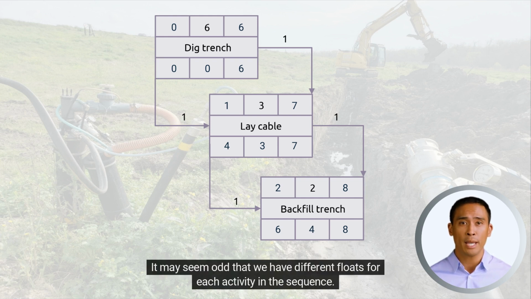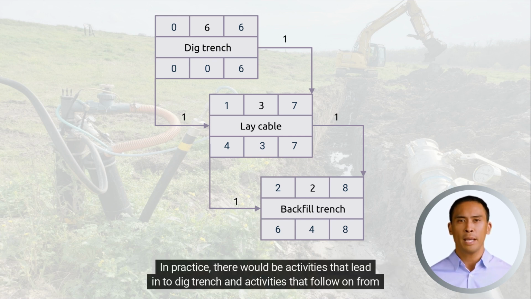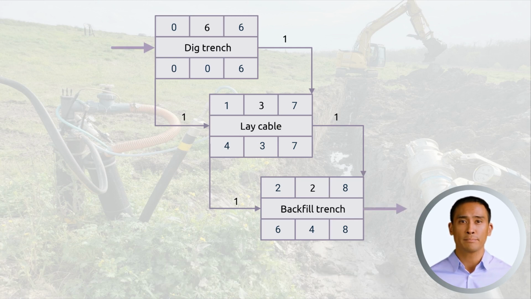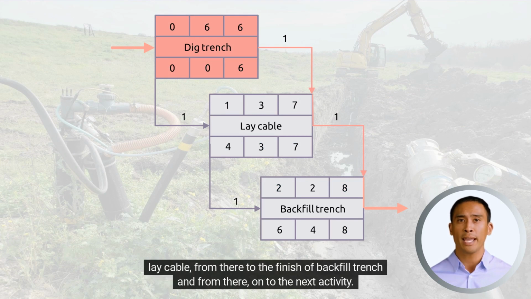It may seem odd that we have different floats for each activity in the sequence. This is emphasized because we have focused on these three activities in isolation. In practice, there would be activities that lead into dig trench and activities that follow on from backfill trench. If this ladder sequence lies on the critical path, it will pass through dig trench to the finish of lay cable, from there to the finish of backfill trench, and from there, on to the next activity.